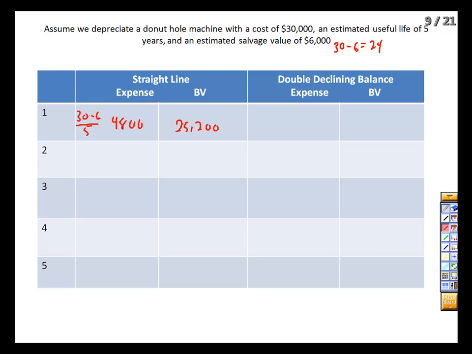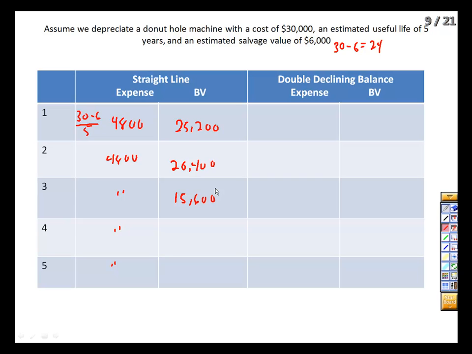What's going to be the expense in year 2? Of course, it'll also be 4,800, and the year after that, and the year after that, and so on, because of course that's the point of the straight line method. We get the same expense every year. Our net book value will decline each year, going to 20,400 in year 2 and 15,600 in year 3.